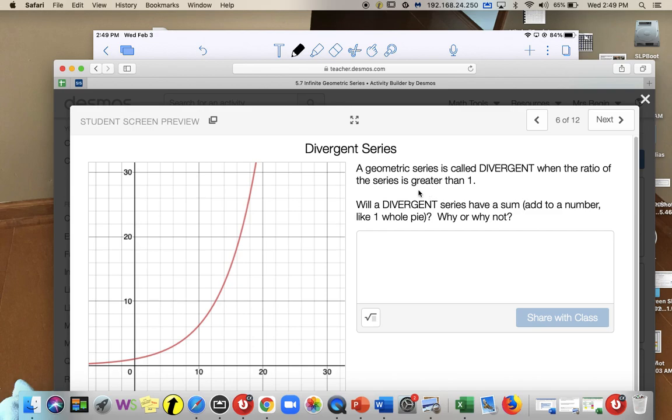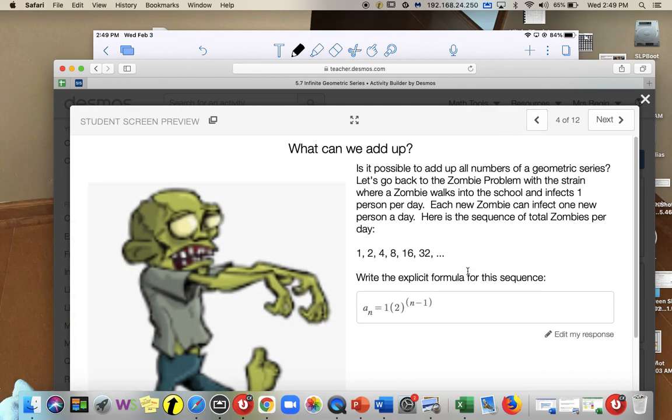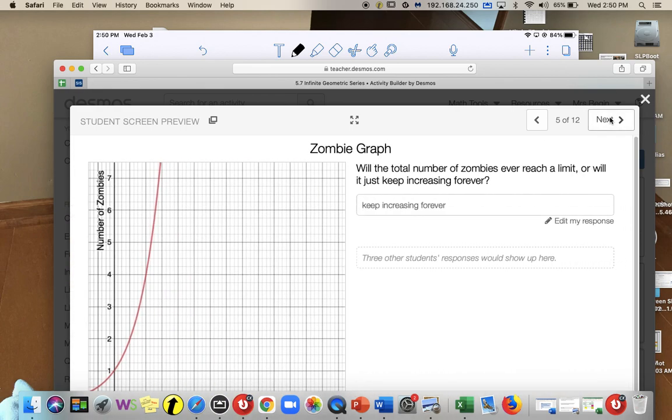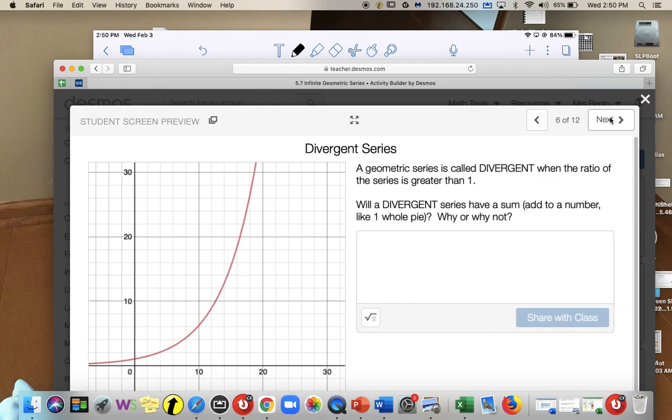Okay. A geometric series is called divergent when the ratio of the series is greater than 1. All right, so that zombie problem is divergent because the ratio is 2. We can see that it just will keep increasing if the ratio is 2 because it keeps doubling forever. Will a divergent series have a sum?